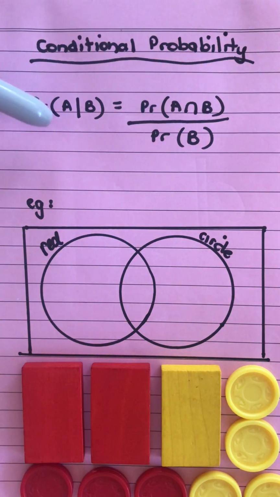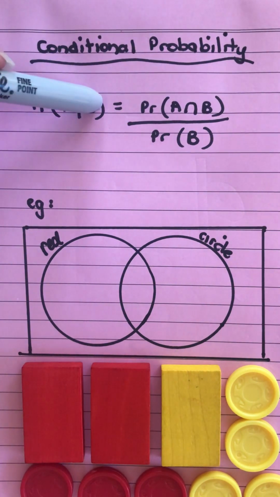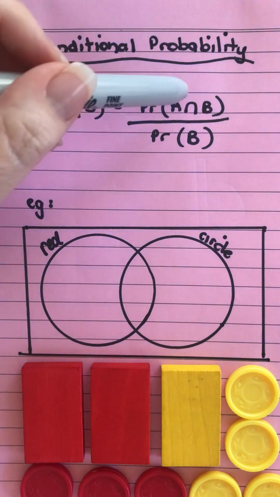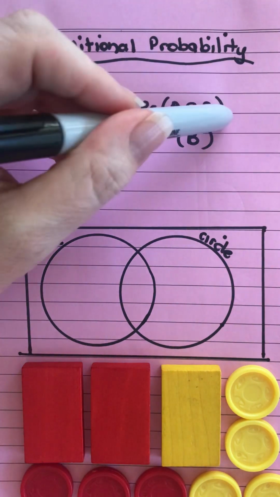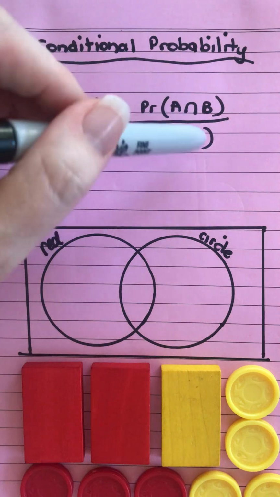Now, we can obviously reverse this if we want the probability of B given A. We just switch those letters around. So we'll keep our A and B on the top, but on the bottom we'll have an A.